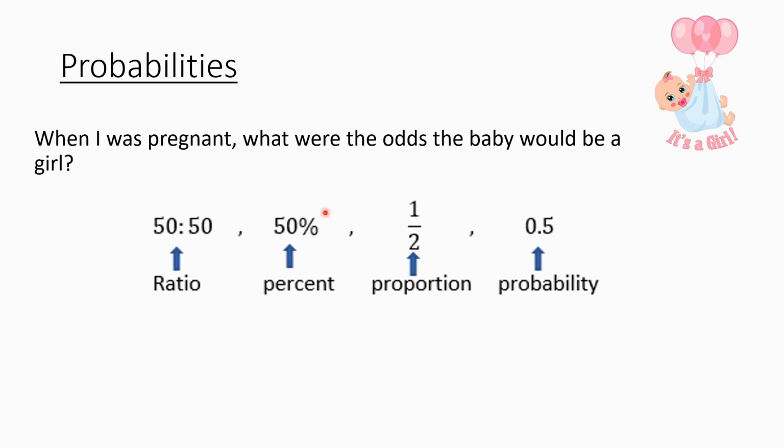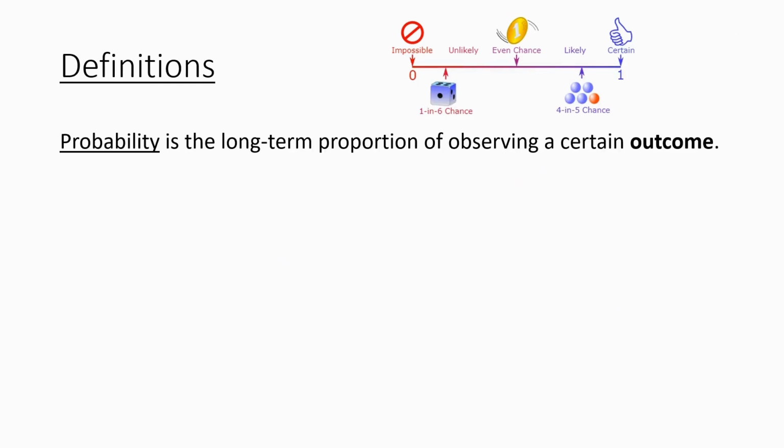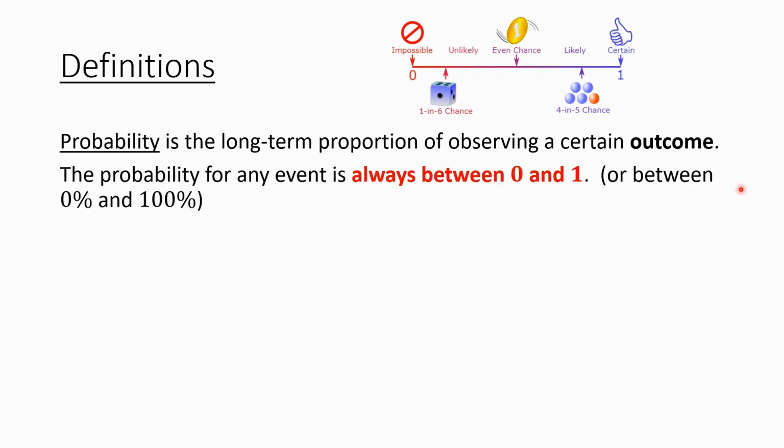While percentages are often used in everyday life and everyday conversations because they're more intuitive, in probability calculations, we primarily use proportions and decimals. Almost all of this course will be expressed in one of these 2 formats. Now let's define probability more formally. Probability represents the long-term proportion of observing a certain outcome. The phrase long-term is crucial here, and we'll explore its significance more in detail soon. When discussing probability, any event's likelihood always falls between 0 and 1, or equivalently, between 0% and 100%.